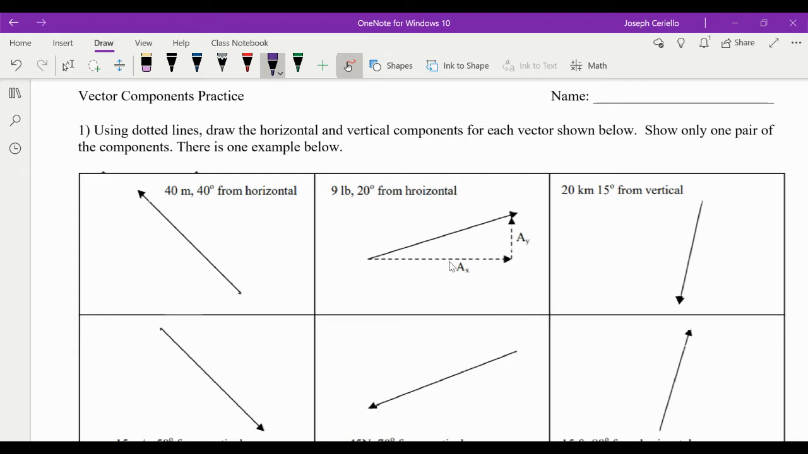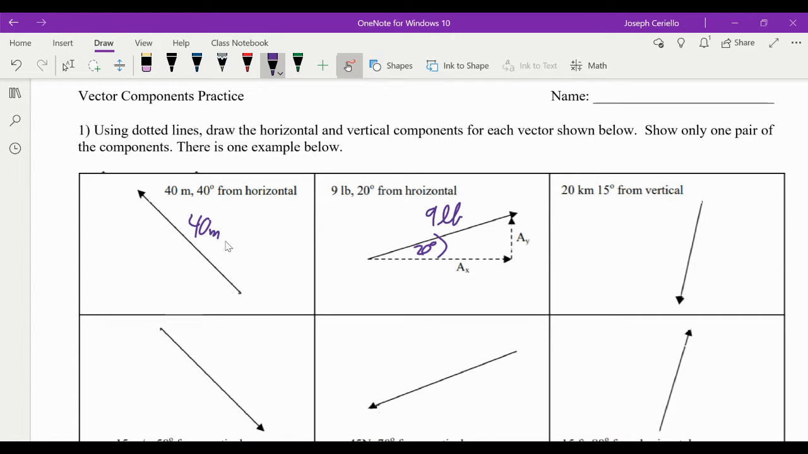You'll see the example one is this middle one here, 9 pounds. So that's the hypotenuse, 9 pounds, and it's 20 degrees from the horizontal. The horizontal is the flat line. So there's the 20 degrees, and there's AX and there's AY. I can't do dotted lines easily on here, so I'm just going to keep them red and blue.